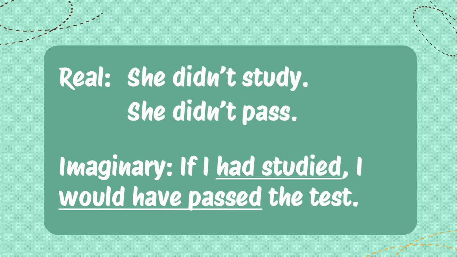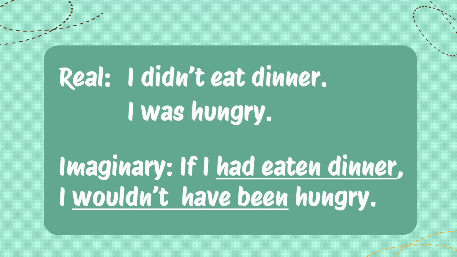Here's an opposite example. In real life, she didn't study and she didn't pass. Both are negative, so our third conditional sentence will be positive and positive. And sometimes one action may have been positive and one negative, or one negative and one positive. For example, I didn't eat dinner. I was hungry. So our third conditional sentence will be positive and negative. It's the opposite.